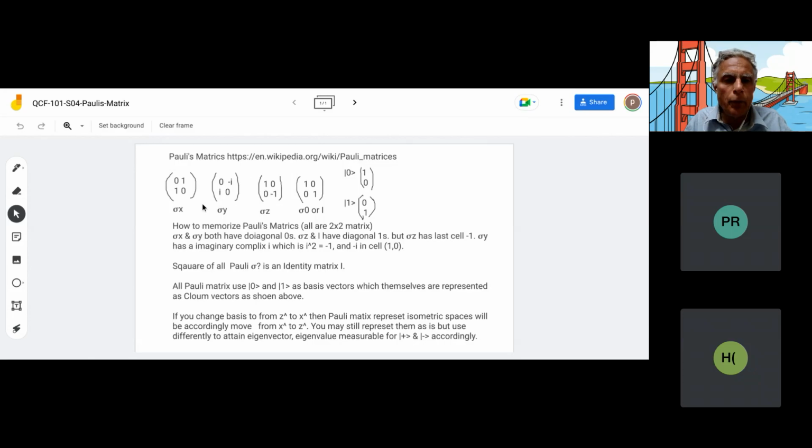So remembering Pauli matrices is like remembering the numbers 1, 2, 3, 4 in arithmetic or ABCD of algebra. This is what sigma x, y, z you have to remember, and always remember that the square of any of these is equal to I. So sigma x squared, sigma y squared, sigma z squared equal 1. That's the way it is. And the square of all Pauli matrices is the identity matrix.